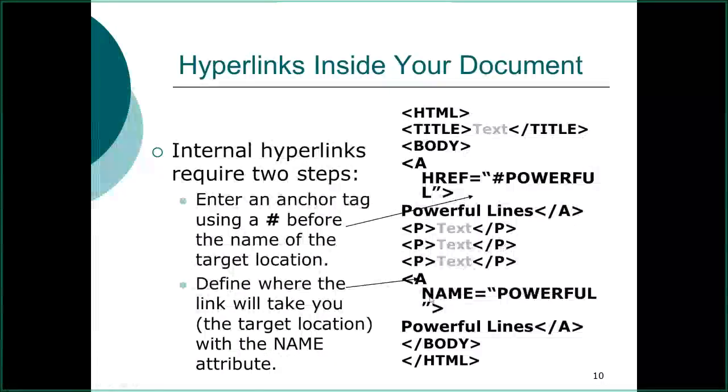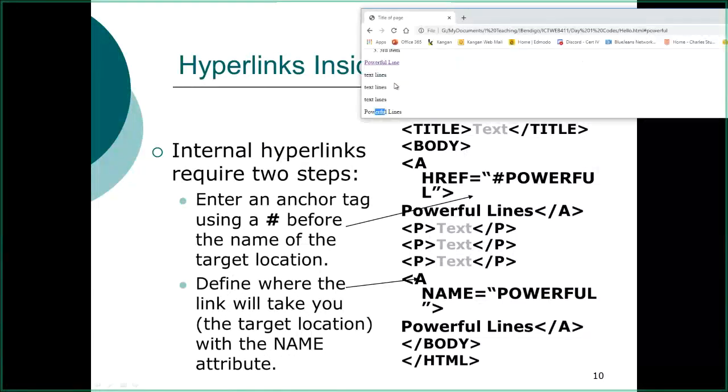And then where we want to jump to, we create another anchor point with the name powerful. This is what the hash powerful links to. It links to this second anchor point called powerful. And when you click on the reference, it moves to that name anchor.